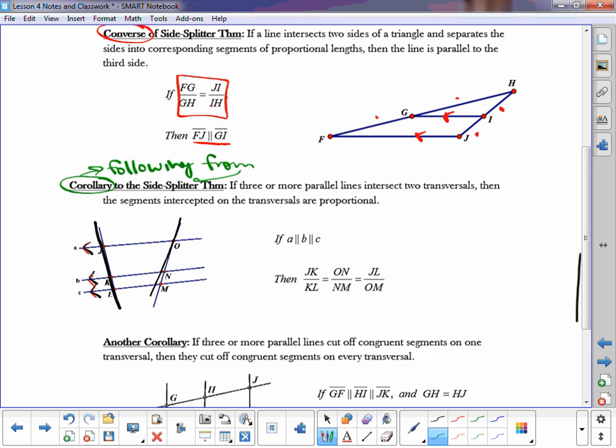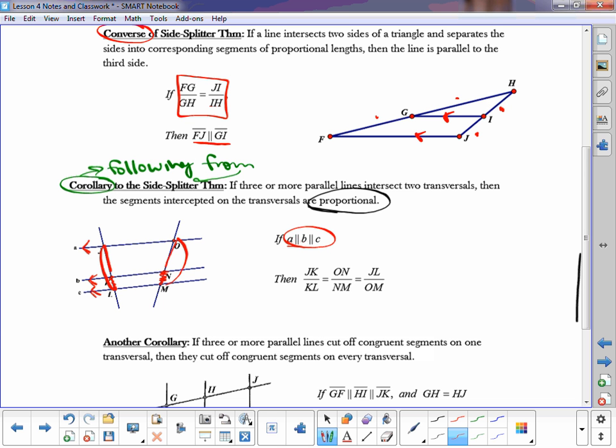So we've got 2 transversals running through them. Then the segments intersected on the transversals are proportional. So again, what we have is those pieces are proportional. Now, let's take a look at this. So again, if all 3 lines are parallel here, then I have JK to KL is equal to ON to NM. And interestingly, that's also equal to JL over OM. We probably don't use the whole segment piece as much. We probably use those individual pieces more so. But we have it, again, the individual pieces are proportional.